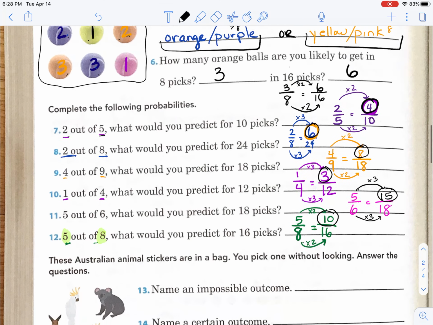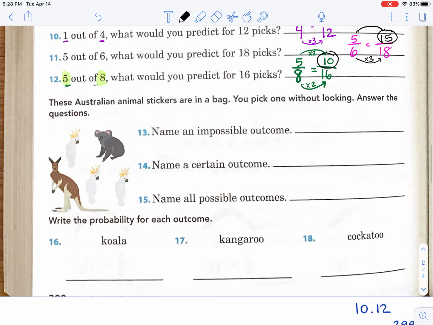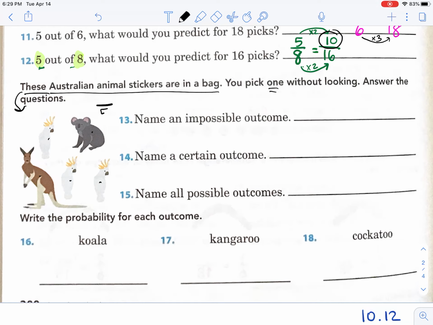All right, moving on down. These cute pictures. 3 Australian animal stickers are in a bag. You pick one without looking. Answer the question. So how many animal stickers do we have total? What would be the denominator? 1, 2, 3, 4, 5. There's only 5 stickers there. That's our denominator. That's the whole.